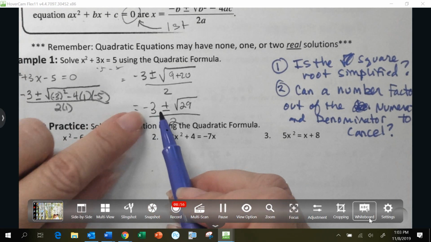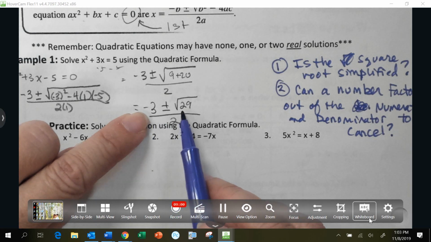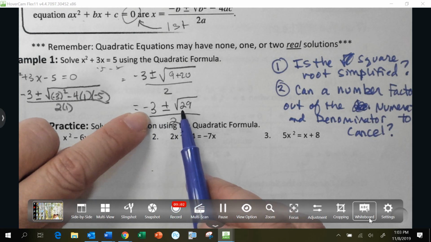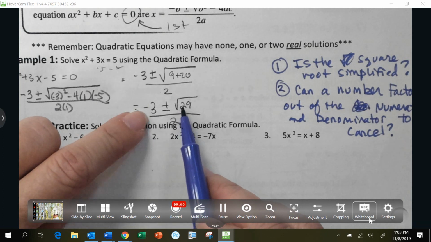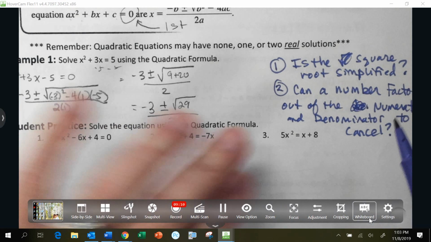Okay. So what I'm asking is, is there a factor of negative 3 and square root 29? The answer is no, because these have nothing in common. And the same for a factor of 2, and the answer is no. So there isn't anything to cancel.